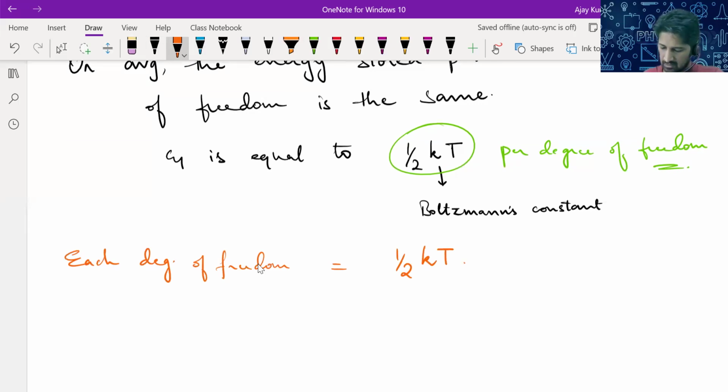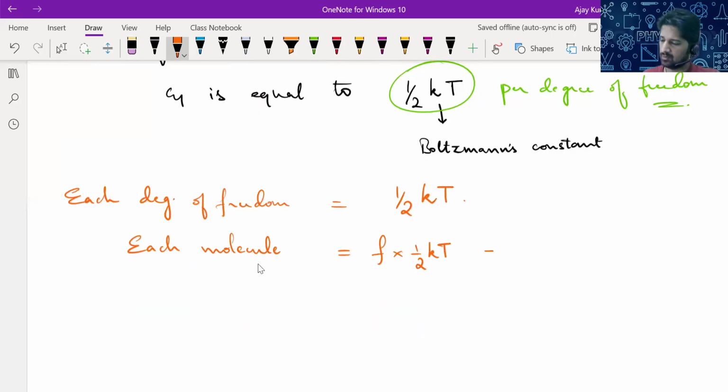Then how much energy will each molecule store on average? Suppose a molecule has F degrees of freedom. Depending on the type of molecule, it could have 3 or 5 or 6. Let's call it F. Then the energy stored per molecule will be F times half kT, because if each degree of freedom can store half kT, then F degrees of freedom can store F times half kT. That is F by 2 kT. That's the energy present per molecule.